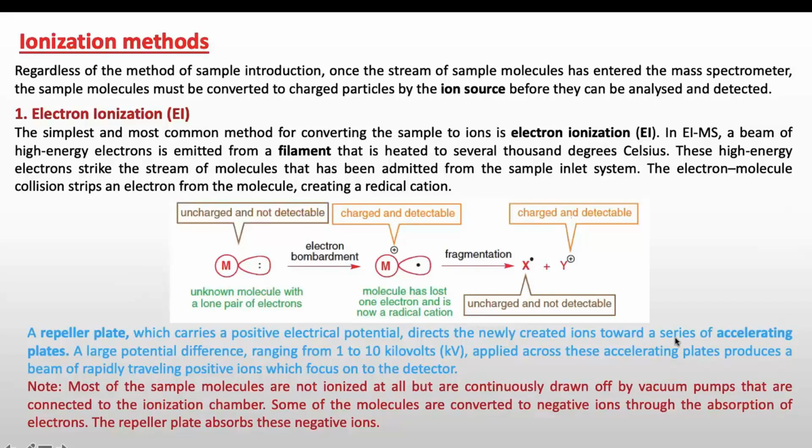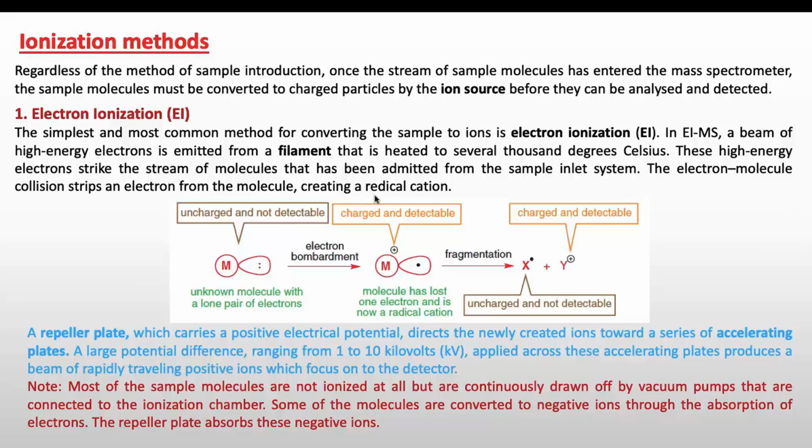The first method we use for ionization is electron ionization. The simplest and most common method for converting the sample to ions is electron ionization. In EIMS, or electron ionization MS, a beam of high energy electrons is emitted from a filament that is heated to several thousand degrees Celsius. This high energy electron strikes the stream of molecules admitted from the sample inlet system, and the electron-molecule collision strips an electron from the molecule, creating a radical cation.